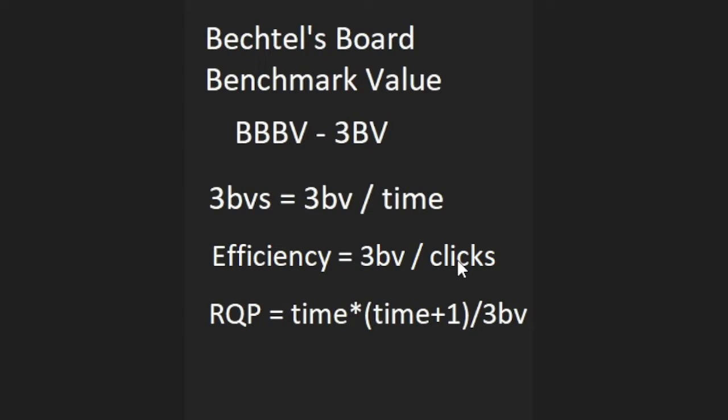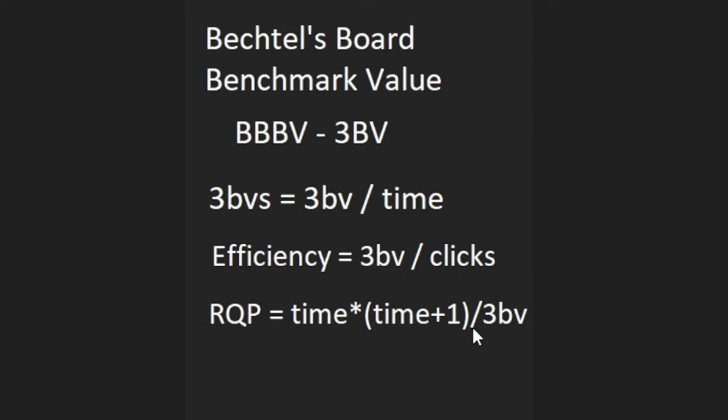You'd get above 100%. And then you have a bunch of other stats, and most of the other weird stats that people use, like RQP, for example, I have here: time times (time plus 1) over 3BV. It's kind of a weird alternate 3BV/s measure, and there's also IOS and STNB.